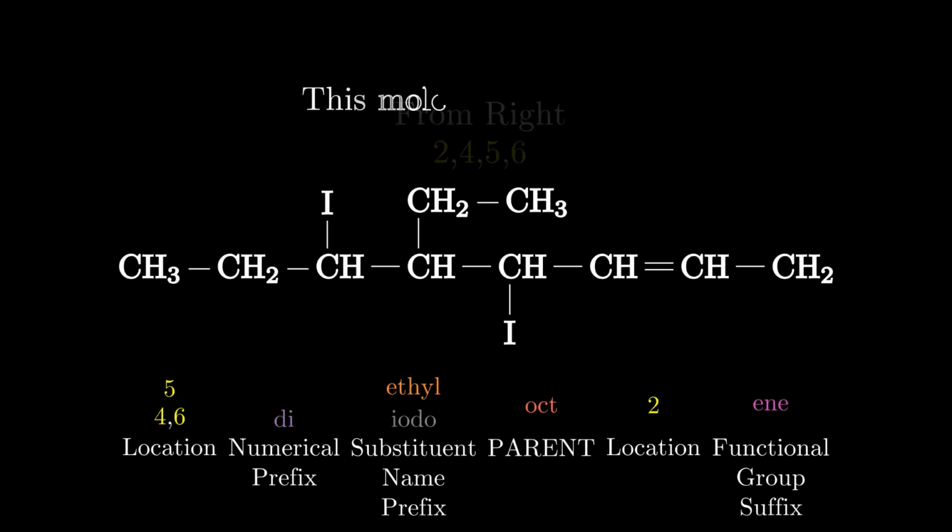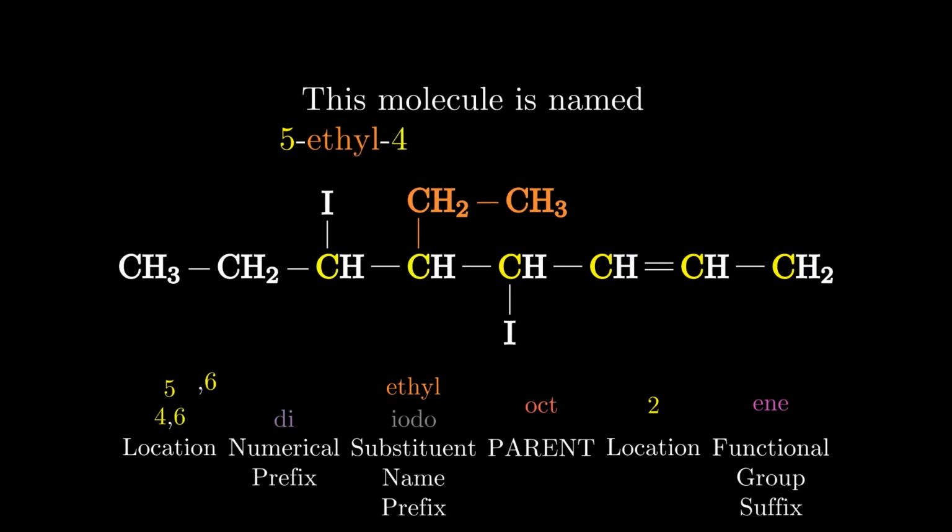Once we have the substituents and locations identified, we can put the name together as with any other molecule, and we get 5-ethyl-4,6-diiodo-oct-2-ene.